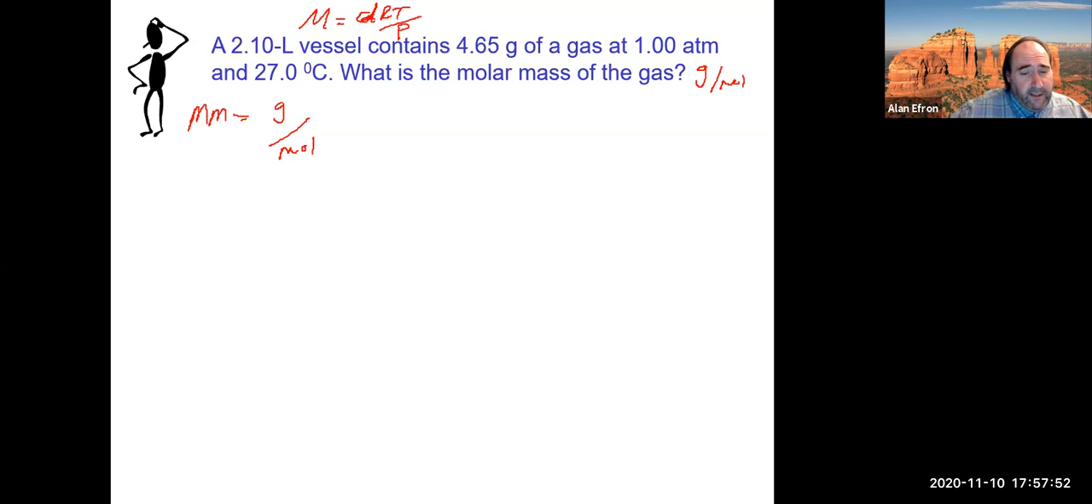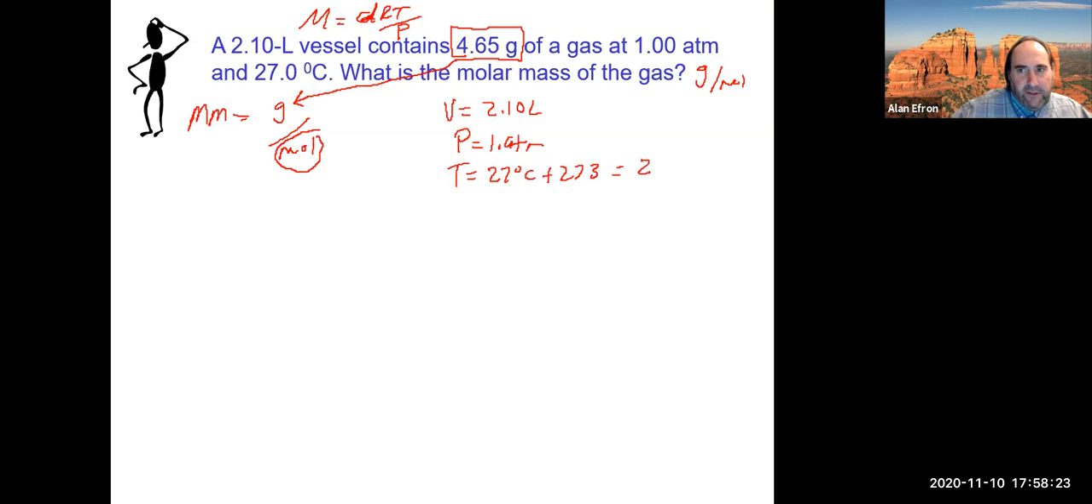So if we think about a couple of things here, in terms of molar mass, which is what we're looking for, we do have the grams part already given to us. So we are taking 4.65 grams of it. That actually would be the top part. And that means that we do need to figure out the moles part for this gas. So if we think about all the other information given to us, we have a volume that is 2.1 liters. We have a pressure that is 1 atmosphere. We also have a temperature that's 27 degrees Celsius, which we'll add 273 to. That's going to give us 300 Kelvin.